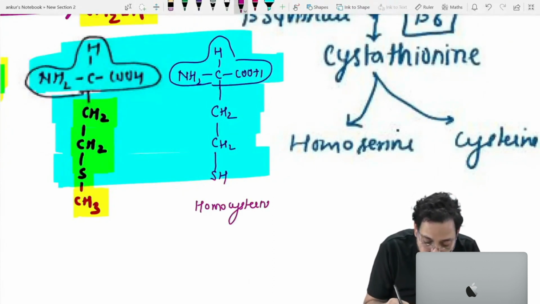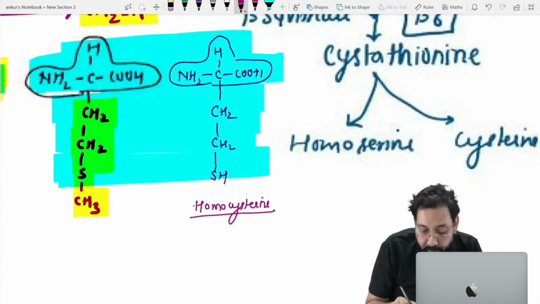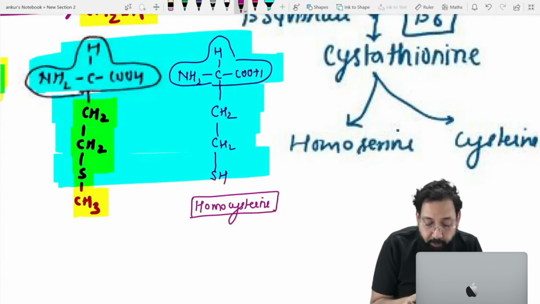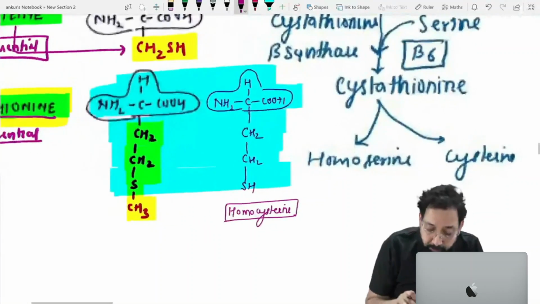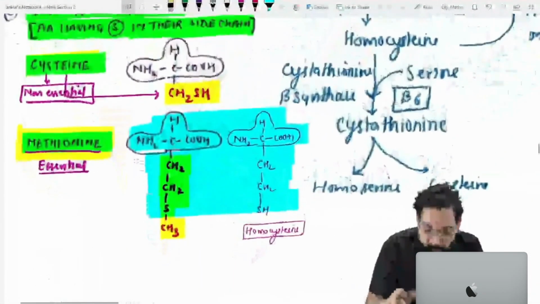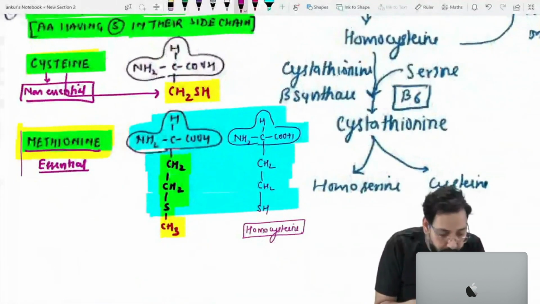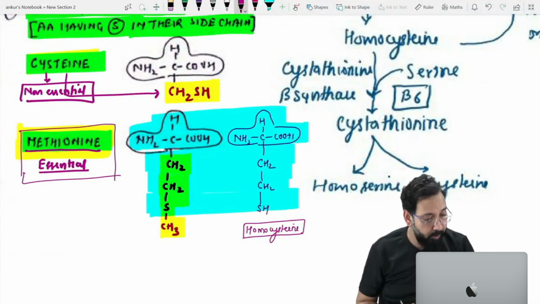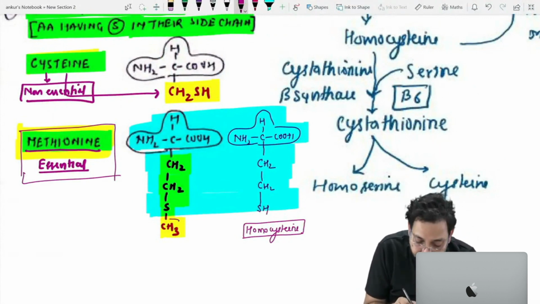So what is the difference between methionine and homocysteine? This is methionine, and this is homocysteine. The only difference is the methyl group.